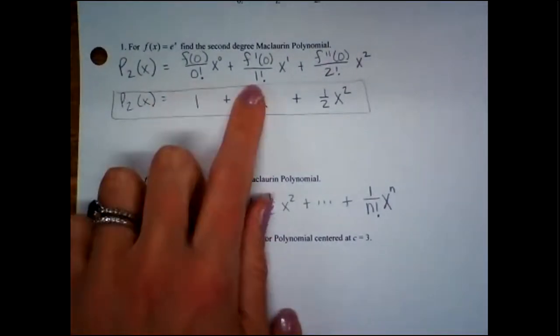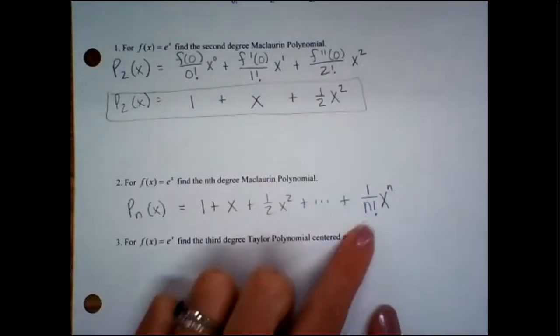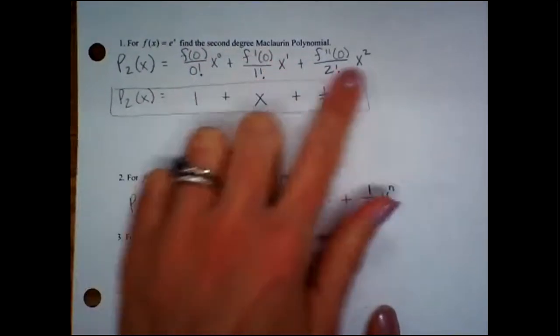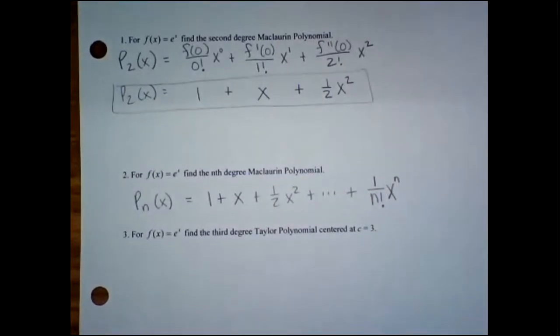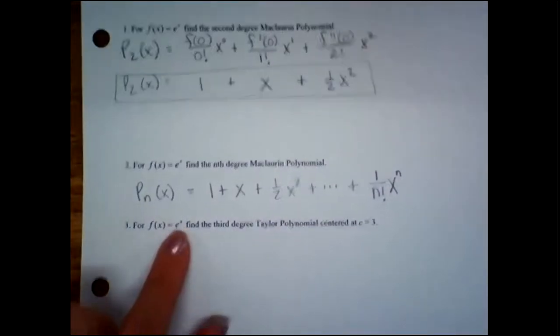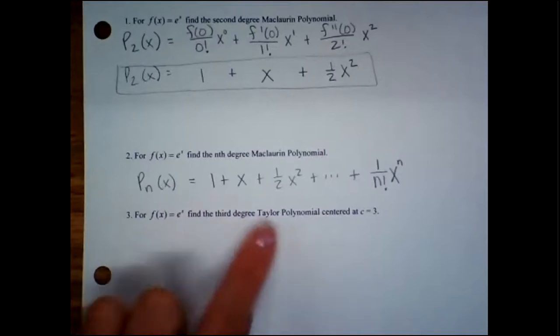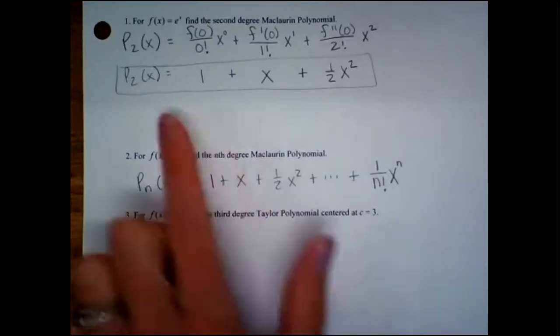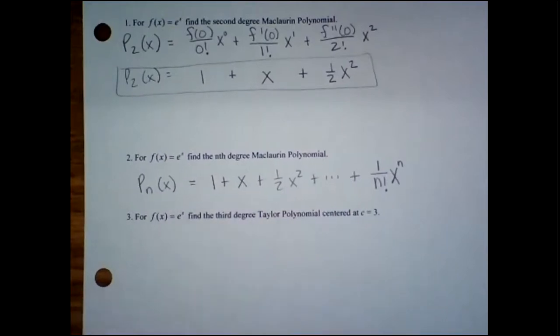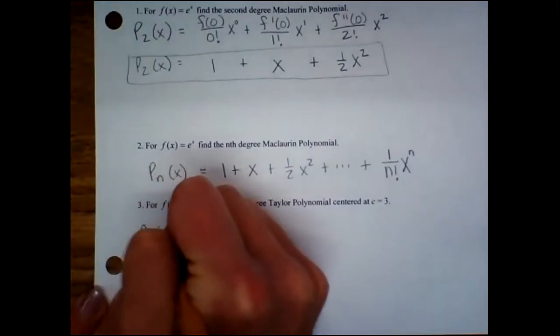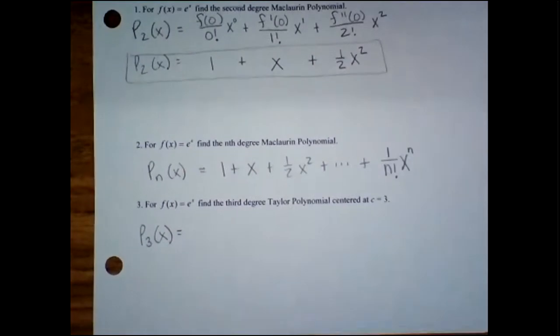This would be 0 factorial, 1 factorial, 2 factorial, and then x to the 0 to the first to the second. That's the general format for that. All right, again, using e to the x, find the third degree Taylor polynomial centered at 3. We're just going to practice that again. I'm just changing where it's centered and I changed the degree. So it's basically just another practice problem. Again, I write this out every single time. I guess you can skip it, but again, it's about organization.